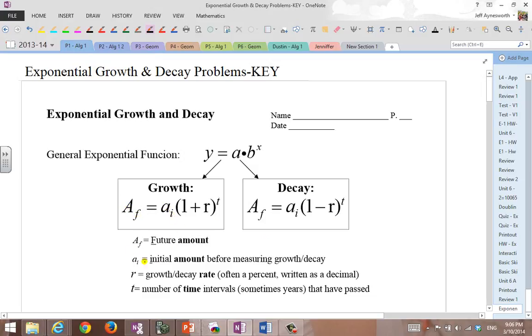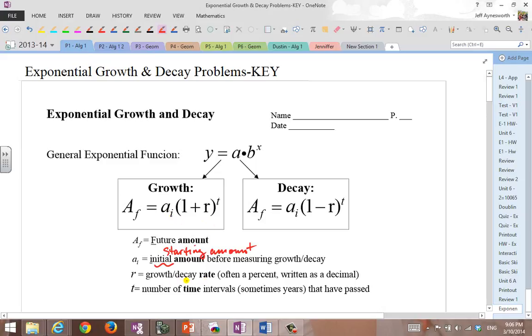A sub i, all right, that's the initial amount. And what do we mean by initial? Well, I mean the starting amount. Okay, starting amount. So go ahead and put that in. Initial, starting, same thing. I don't care whether it's a growth or decay problem. A sub i is the starting amount right here.